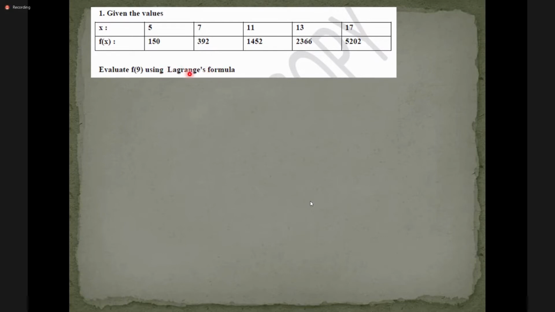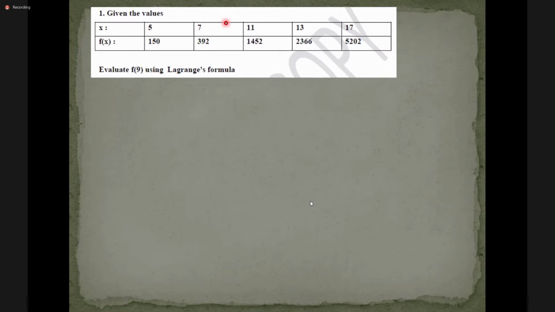99% you are given the name of a method there. But by chance, if this word is not used, and the question is just evaluate f of 9, then you have to check whether you can use Lagrange's or you can use forward or backward. So 9 lies between 7 and 11. Yes, it is like the beginning of the data. So we can say forward also or Lagrange's.